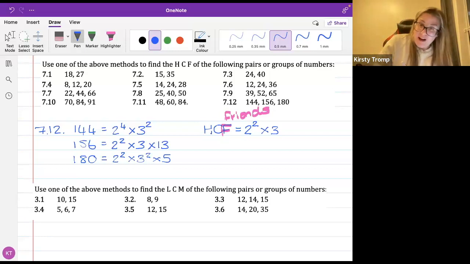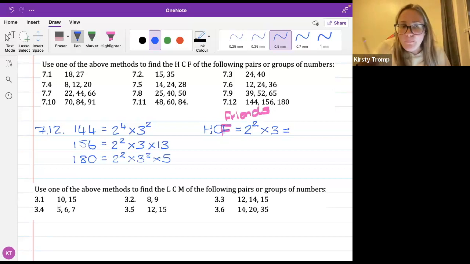Then I've got 5. I don't see a 5 in my next one, and I don't see a 5 in the one above that. So I'm not going to write down a 5. And then I see 13. I don't see 13 in the one above that, and I don't see 13 in the bottom. So I'm not going to write down that.